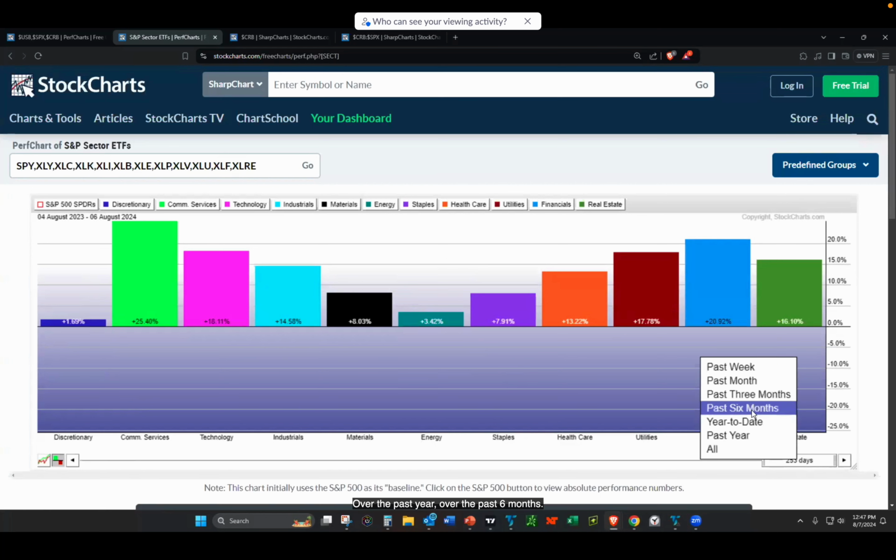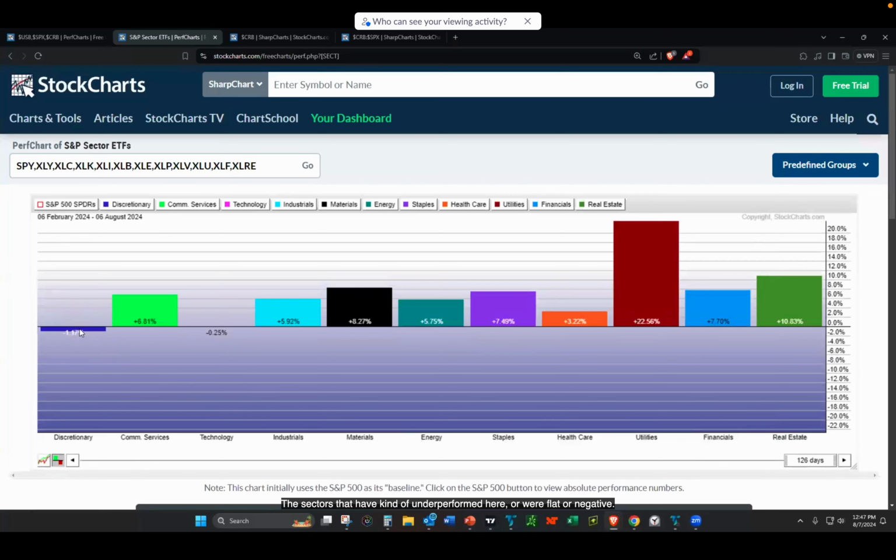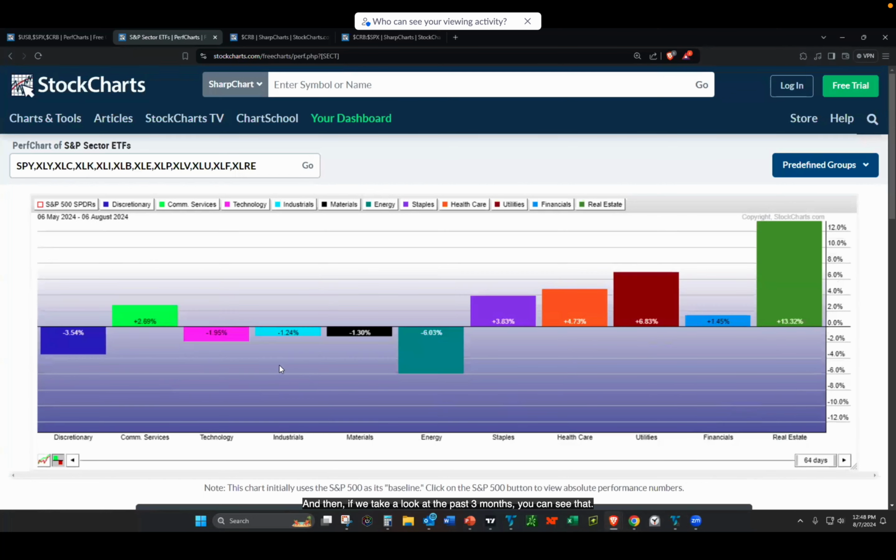Over the past 6 months, the sectors that have underperformed or were flat or negative are consumer discretionary and technology. And if you were to look at the XLK, you'll actually see that the XLK since mid-July has given up almost its entire year's worth of gains. It's fascinating to see how much has been erased from that. And if we take a look at the past 3 months, you can see that some of the early leading sectors here have turned negative, and you've got a lot of the late leaders here that have turned positive.